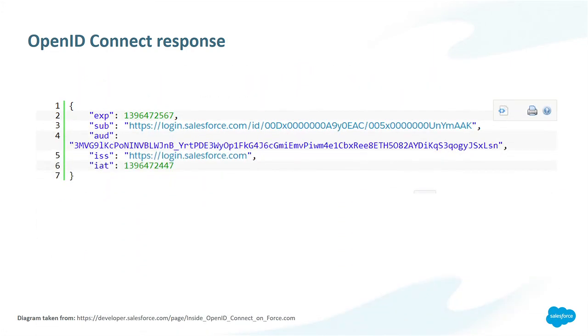And here, the important thing is the AUD, or the audience parameter. Any system which is implementing OpenID Connect would then look at this, and this has to correspond to the client ID which is configured in the connected app. So that's how the third-party application knows that this is the person who initiated this whole transaction, for final checks and balances of the whole transaction.